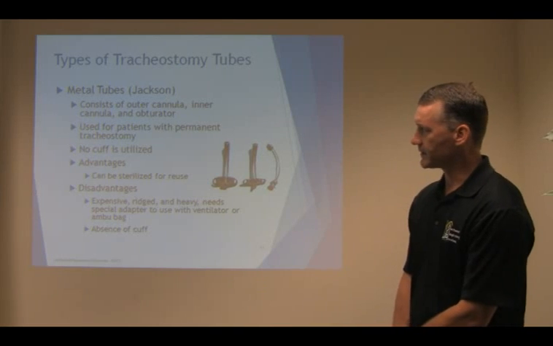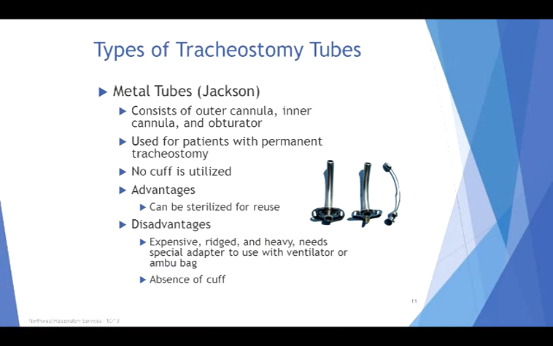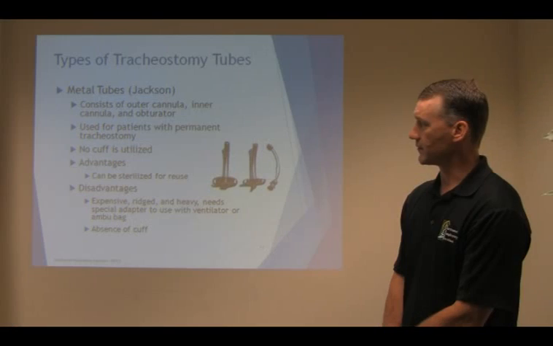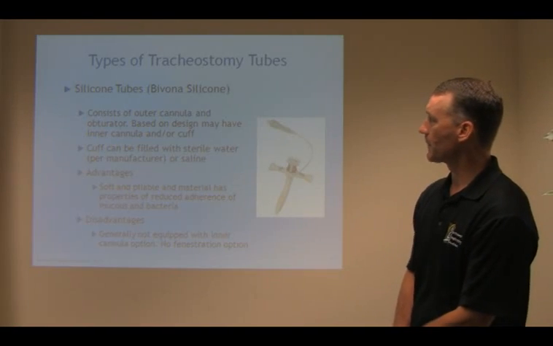again. It consists of an outer cannula, an inner cannula, and an obturator. It's used for patients with a permanent tracheostomy. There is no cuff. The advantages to the Jackson is that it can be sterilized for reuse. The disadvantages: it's expensive, it's rigid, it's extremely heavy, and it needs a special adapter to be used with a respirator or a resuscitation bag. And it does not have a cuff. So there is a chance of aspiration.